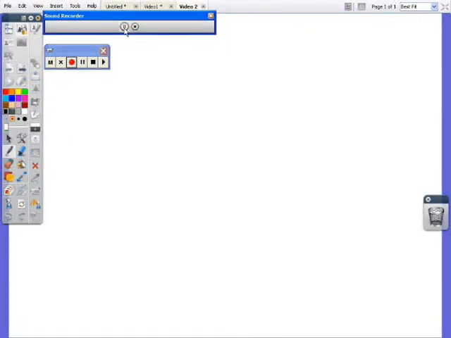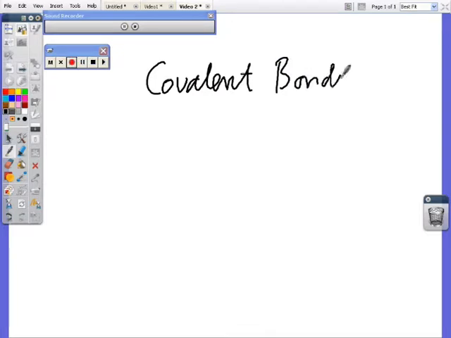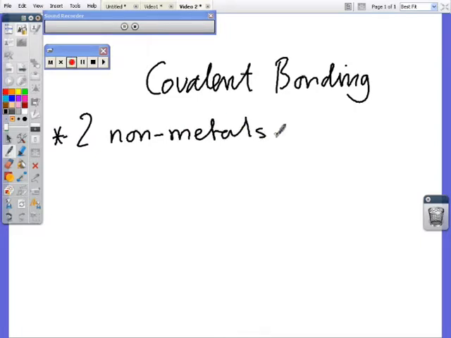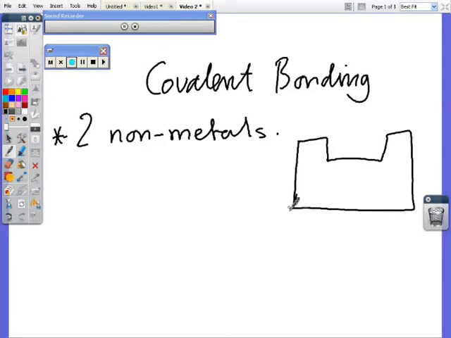Okay guys, today we're going to have a look at a second type of bonding which is called covalent bonding. Now we've already looked and had a video on ionic bonding, and we know that ionic bonding is between a metal and a non-metal. Covalent bonding then occurs whenever we have two non-metals together.